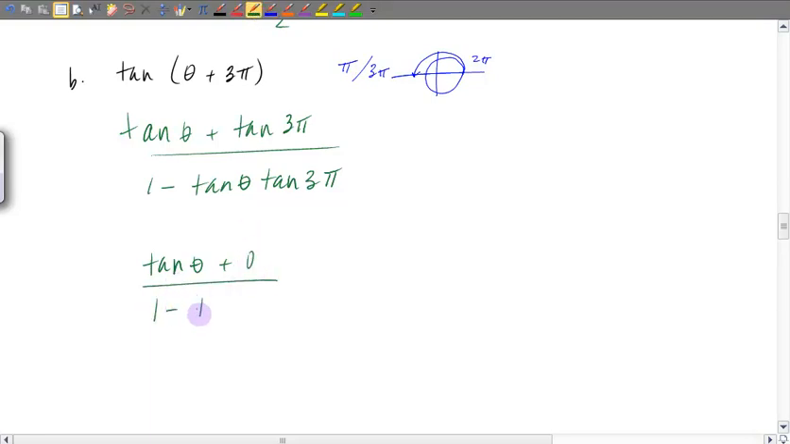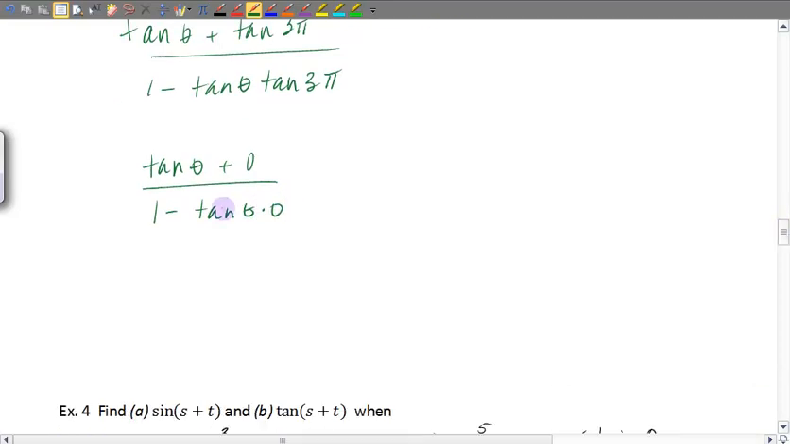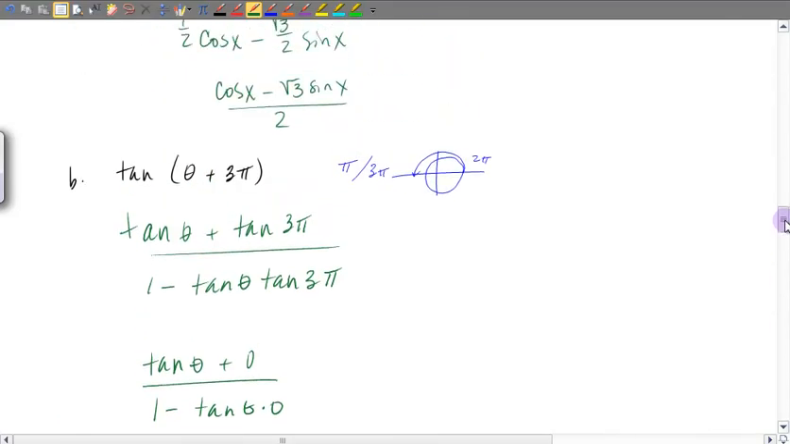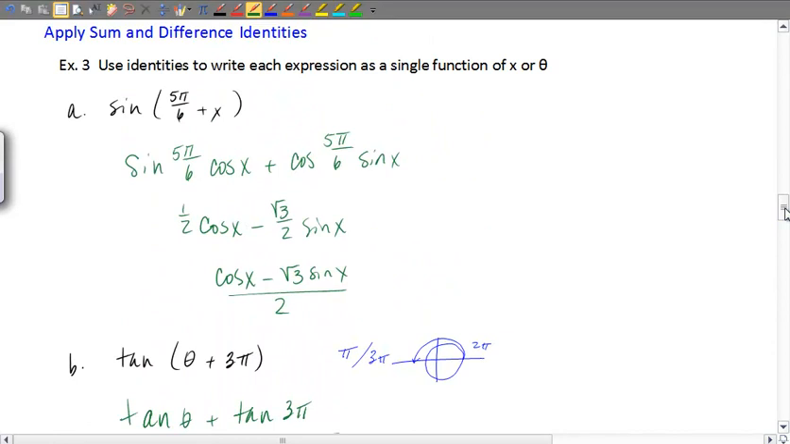All over 1 minus the tangent of theta times 0. Well, this is just going to be 0, so 1 minus 0 is just 1. And we leave the numerator as just the tangent of theta. And that's it. That whole thing has been simplified. Okay, so this idea would be rewriting the identity using a single function of x.